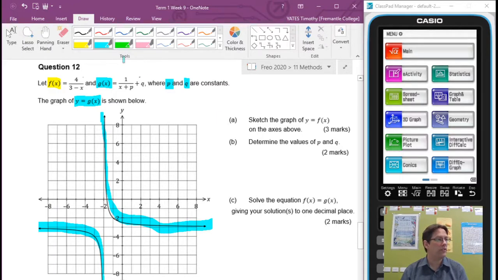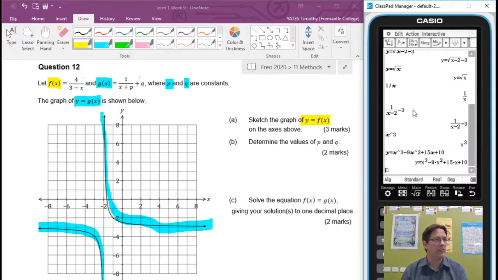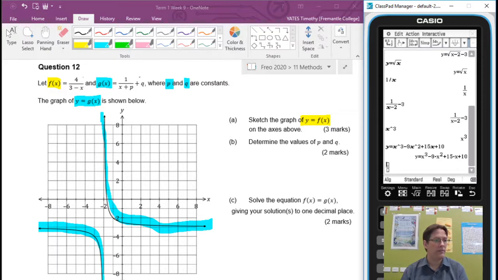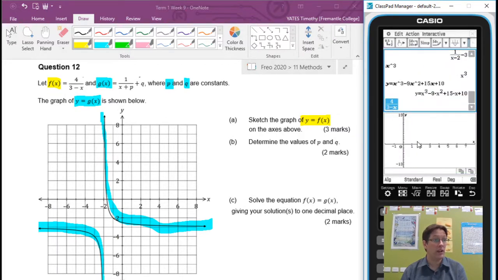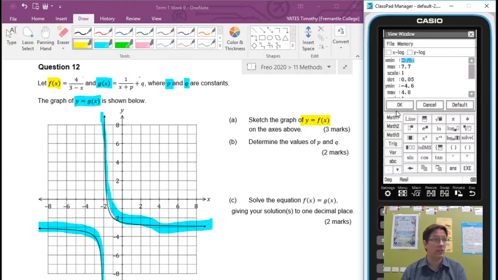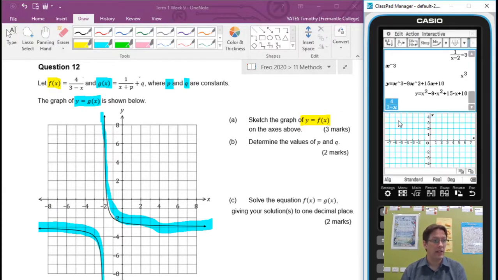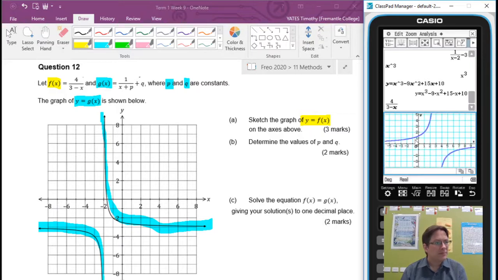What it wants us to do is sketch the graph of y equals f of x. Now, one of the best ways to do this, if you're not exactly sure what to do, is to just sketch it. So I'm just going to put it in here. Let's get a fraction, 4 over 3 take x. So remember, this is calculator free, but you should absolutely be using your calculator when you can. What have we got here? I like to look for intersections. When x is 1, y is 2.